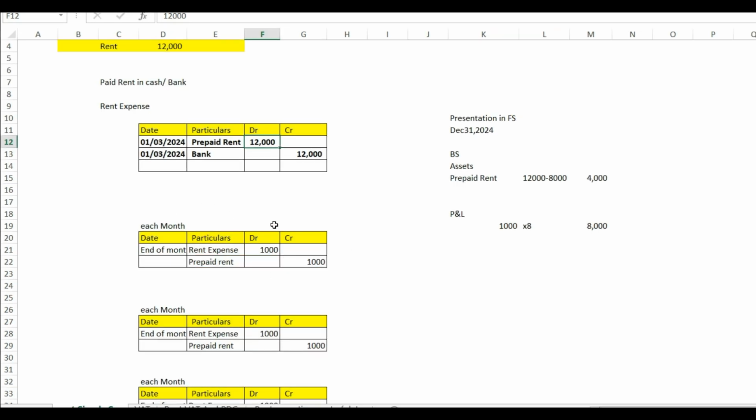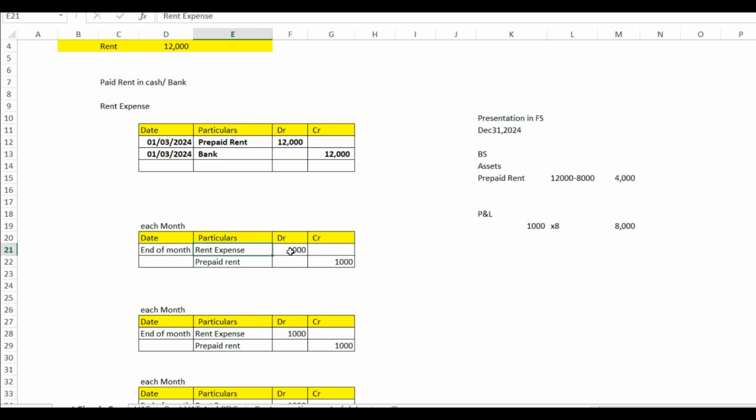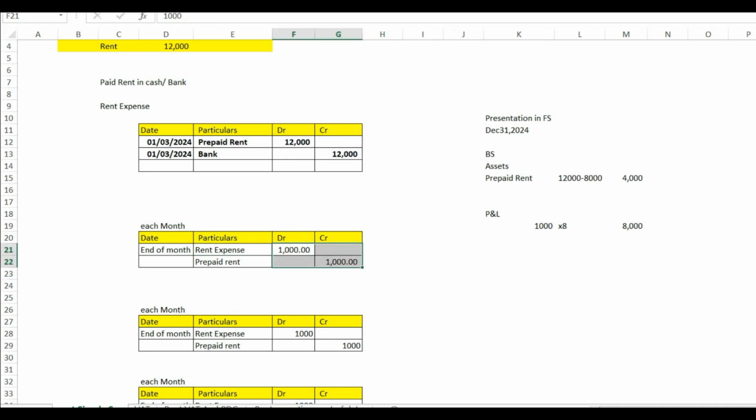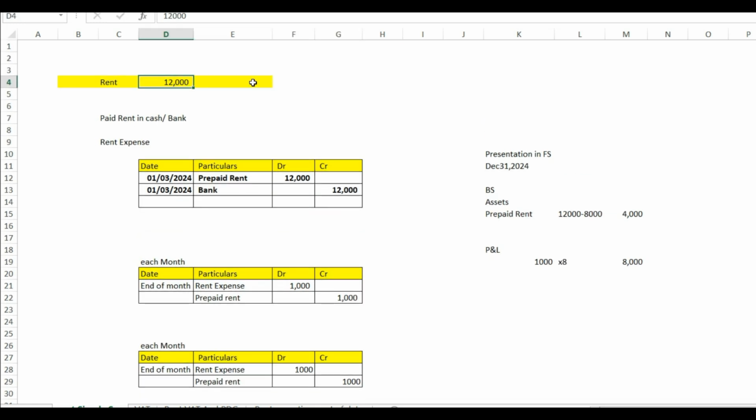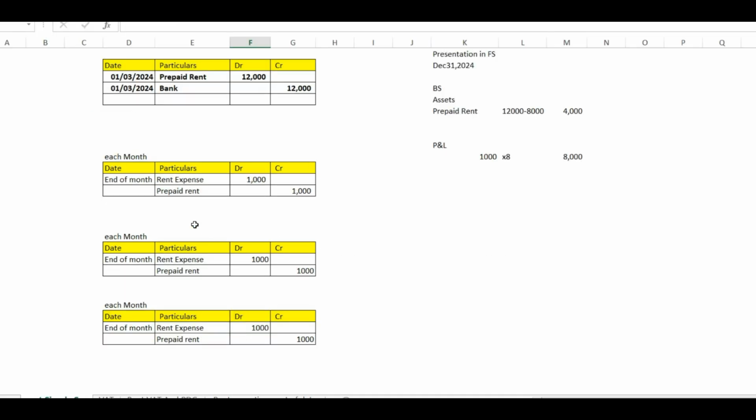Now at the end of March and every subsequent month you will make an entry as rent expense debit with 1000 and prepaid rent credit with 1000, because this 12,000 is rent for 12 months. So this is your monthly rent, and you will do the same entry for subsequent months as well.